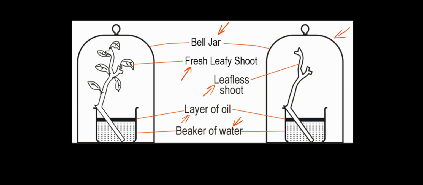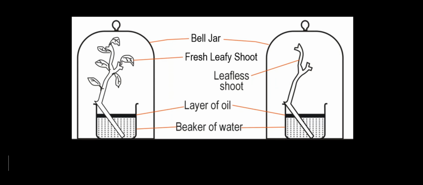So the liquid which will be seen in the fresh leafy shoot is collected and tested with blue cobalt chloride paper, and it will turn pink. When it turns pink, it shows that the liquid droplet is water. And the conclusion in this experiment will be that green plants undergo transpiration.